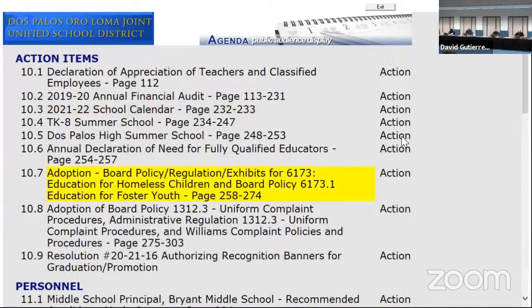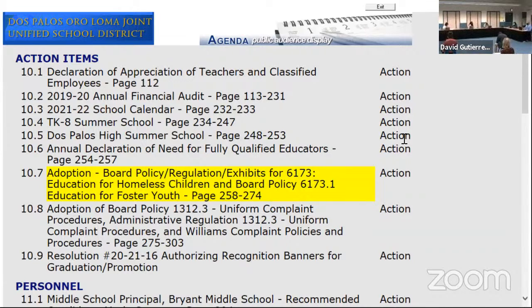10.7 Adoption of Board Policy and Regulation Exhibits for 6173 Education for Homeless Children and Board Policy 6173.1 Education for Foster Youth. Is there a motion? By Mr. O'Banion, seconded by Mr. Merced. Dr. Norton: So these were the first readings on Tuesday night, and this is just updated policies that again keep us compliant.